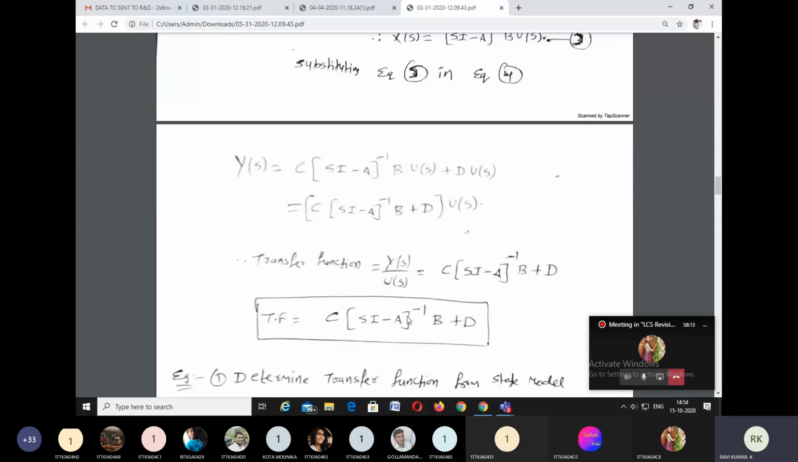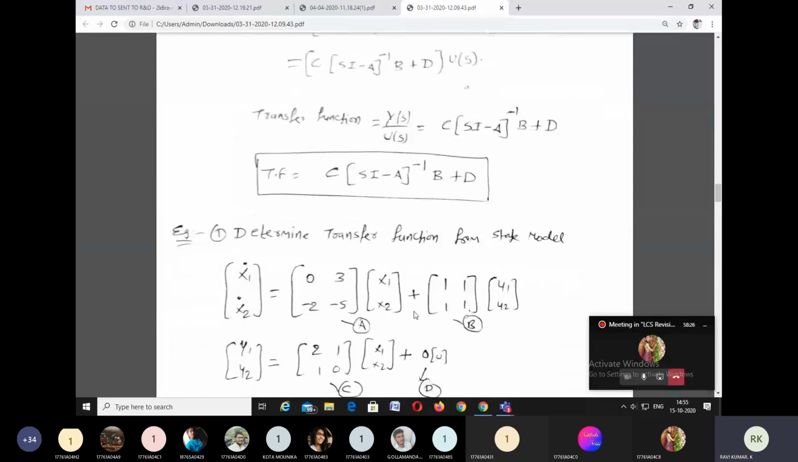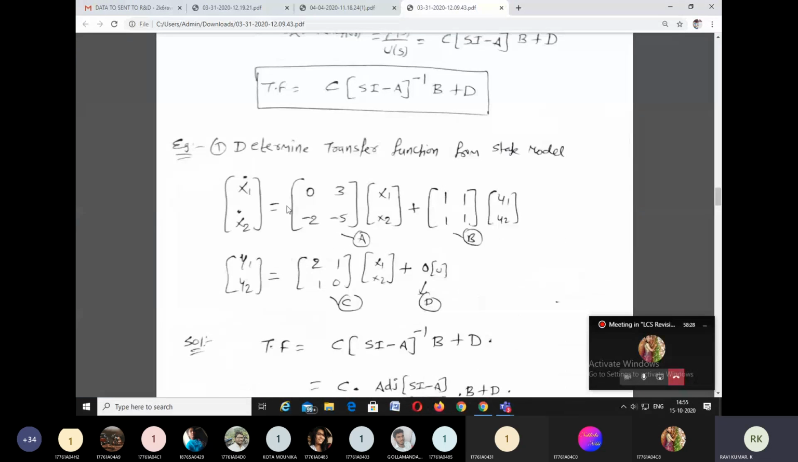They will give the state model, meaning they give the A matrix, B matrix, C matrix, and D matrix. From those matrices, you have to write the transfer function, which is simple using multiplication of matrices. So determine the transfer function from the state model, right? X dot is equal to Ax plus Bu, y is equal to Cx plus Du. To derive the transfer function, what matrices do you require? A, B, C, D. So first identify the A, B, C, D matrices.